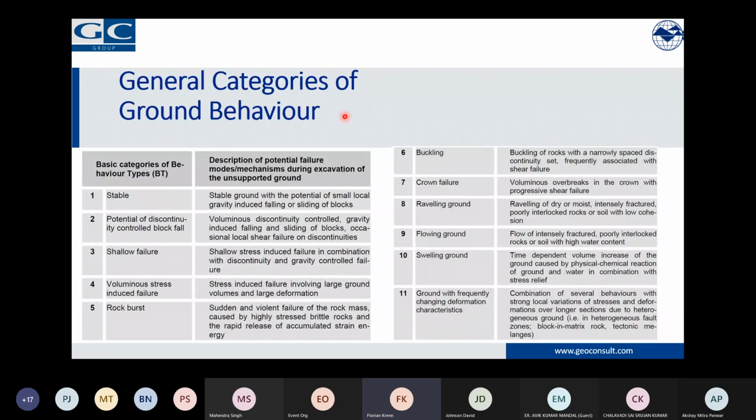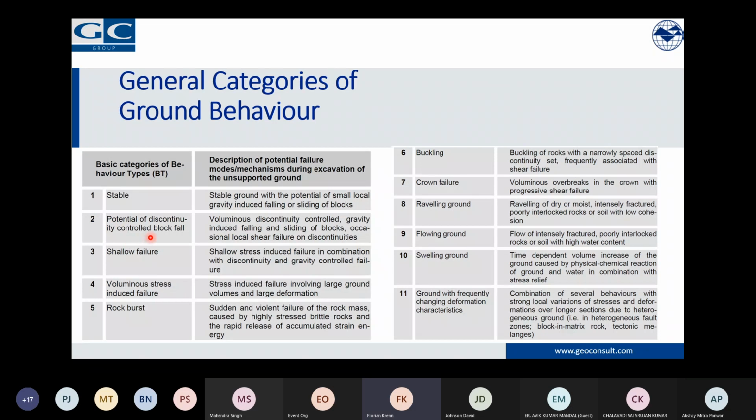So what are the general categories of ground behavior as they are outlined in this guideline? So there is basically the name or the basic category, and then a qualitative description of the potential failure modes or mechanism during excavation of an unsupported ground. So that means coming from stable, which means that there might be small blocks coming out, but all in all, the ground is stable regardless how we are excavating.